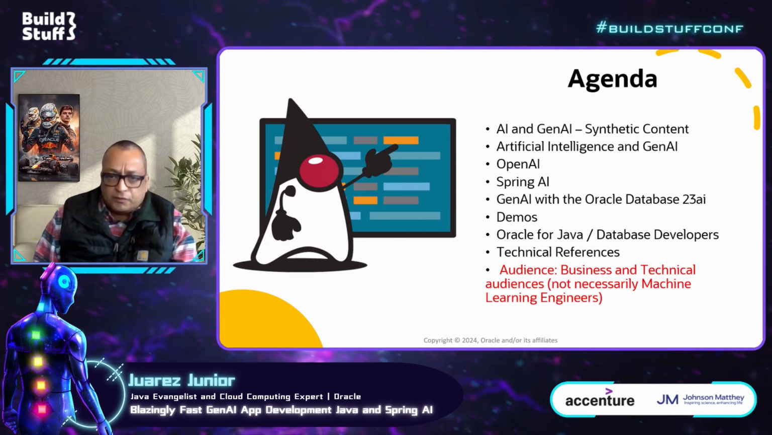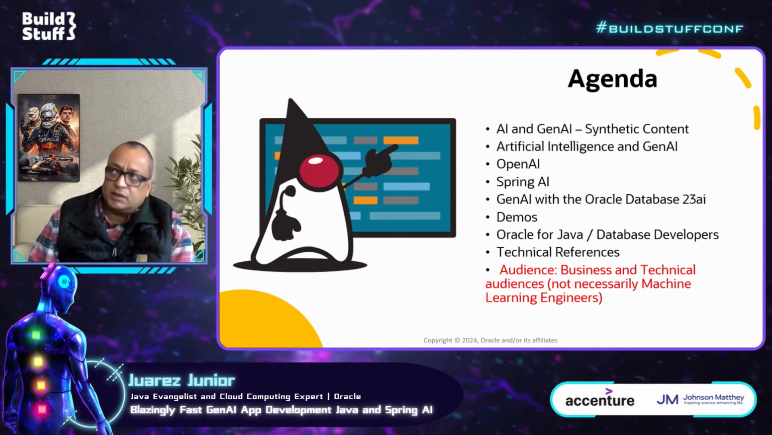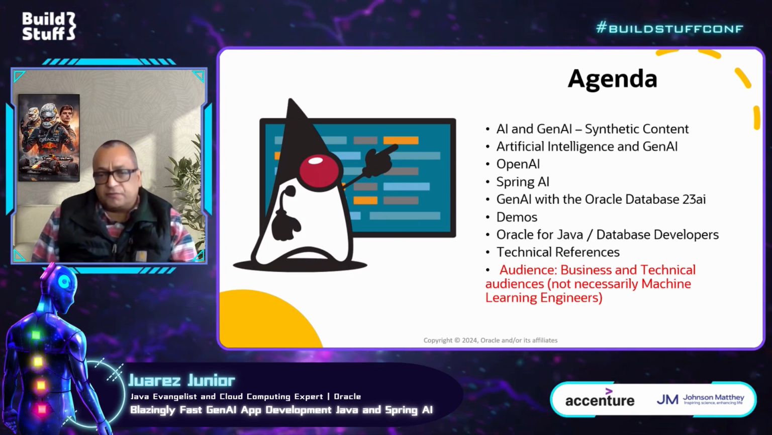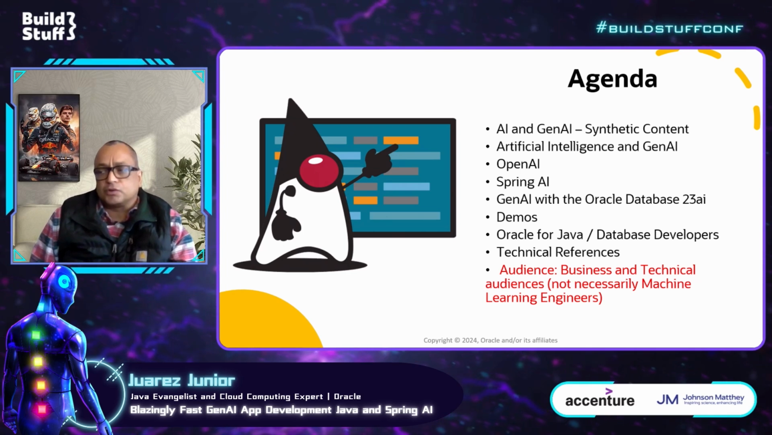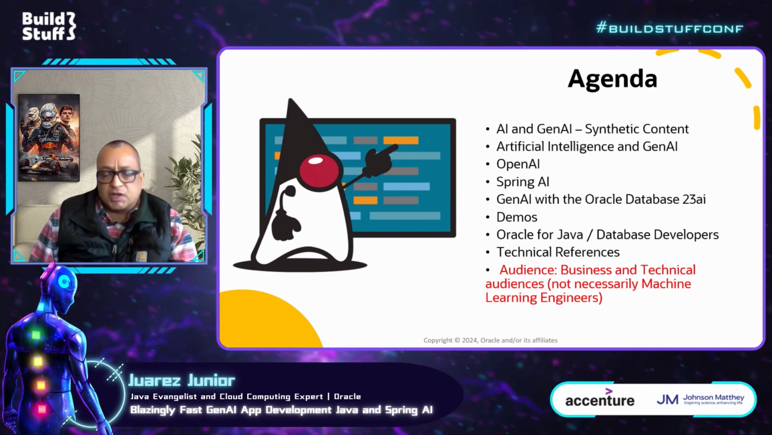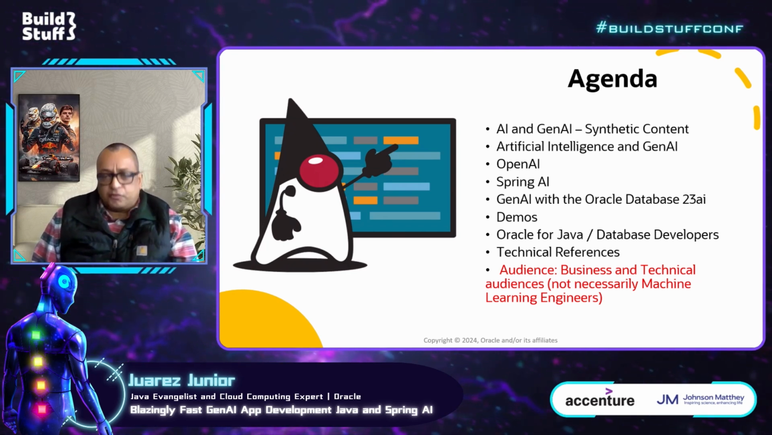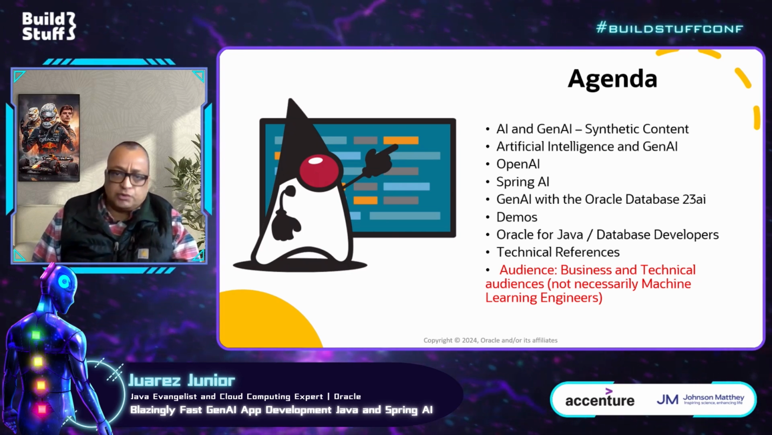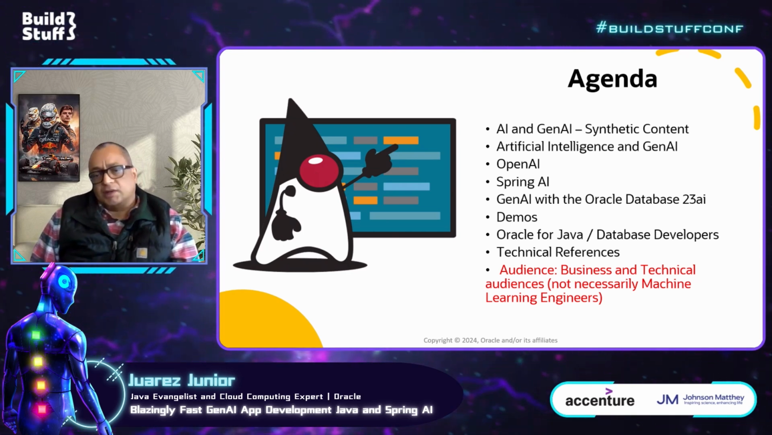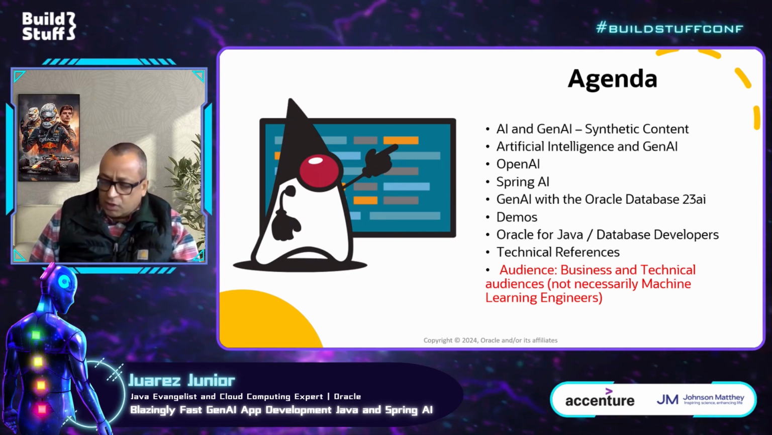A quick overview of the Oracle Database 23 AI, which has interesting features regarding its role as a vector store, so it can store vectors, floating point vectors, embeddings, as is required by some GenAI related use cases. And I have many cool demos. I'll try to fit as many as I can. And of course, if I have time, I want to introduce you to some of the interesting technical resources and the programs that we have for both Java and database developers.